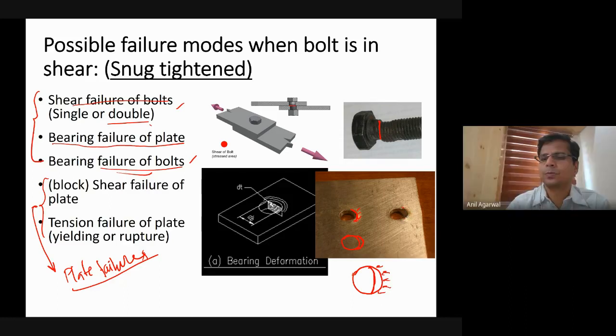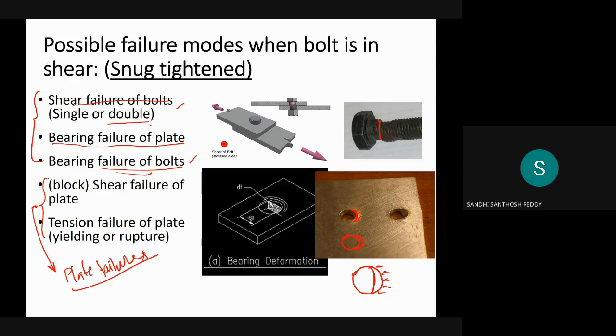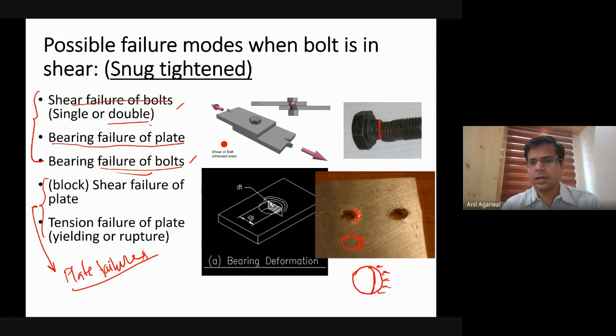Yes, sir. The material has deformed and increased in the thickness, but has deformed in the plane. But it is on the plate, right, sir? It's not on the bolt. Correct. So these are on the plate. Similar thing may happen on the bolt also.